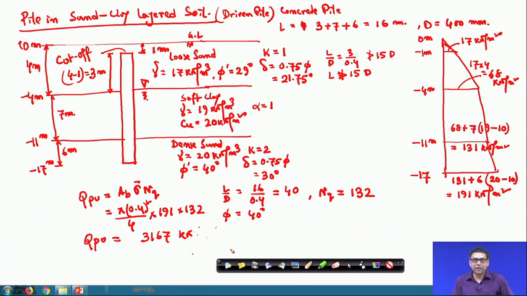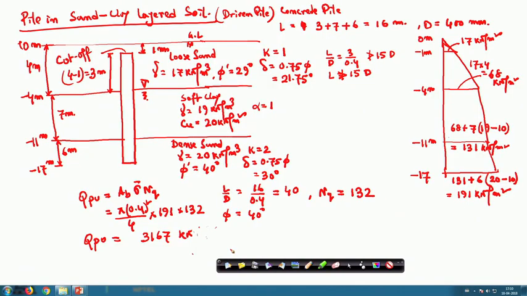I am stopping this class here, and in the next class I will solve the friction part. I have determined the tip resistance, that is 3167 kilonewton. In the next class, I will calculate the friction resistance, then I will add that. Okay, thank you.